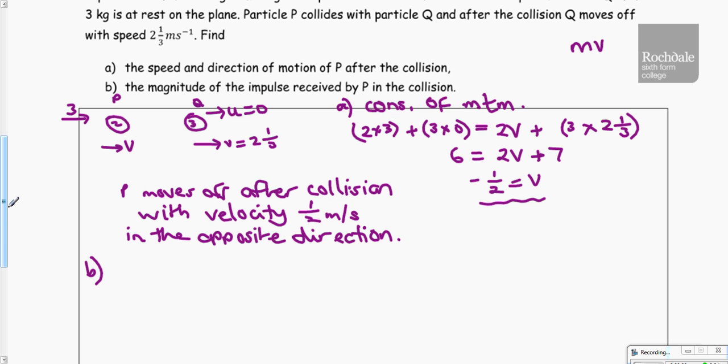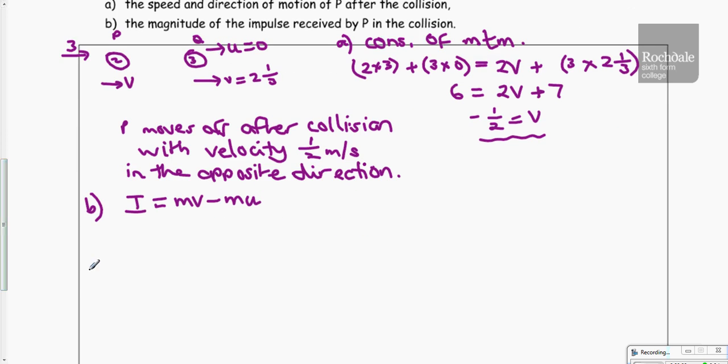We've now got to work out the magnitude of the impulse received by P in the collision. Well, we know the impulse is given by mv minus mu. So let's see what's happening for P. Let's draw it again underneath. It's got a mass of 2. It was coming along initially with a speed of 3, and now we know it's moving the opposite way with speed of 1/2.